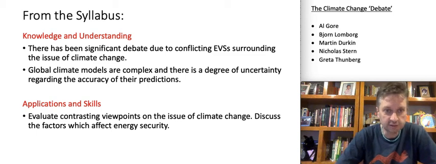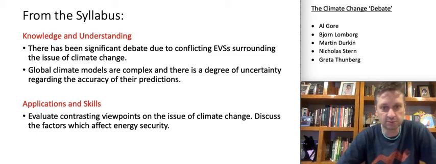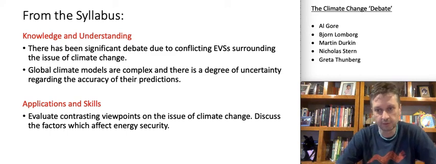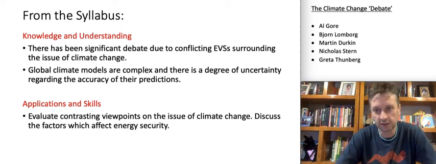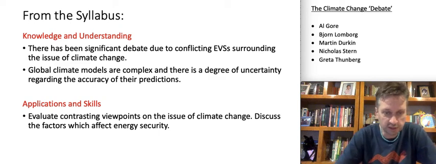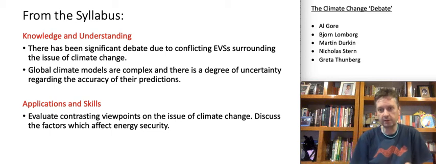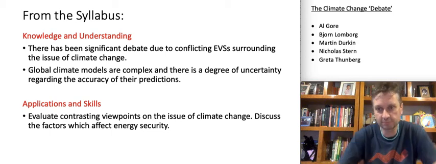Right. Secondly, the syllabus says global climate change models are complex and there's a degree of uncertainty regarding their accuracy. That's a statement of fact, and that feeds into the problem that some people have believing the scientific consensus that climate change is real and it will have real effects. And then finally, under applications and skills, it asks us to evaluate contrasting viewpoints on the issue of climate change.